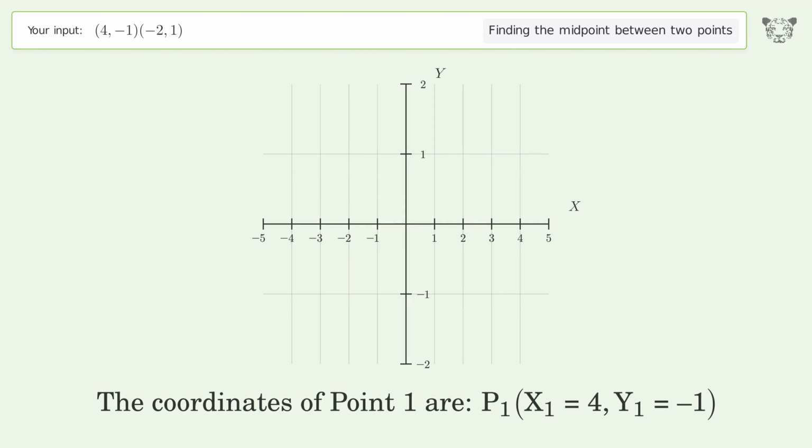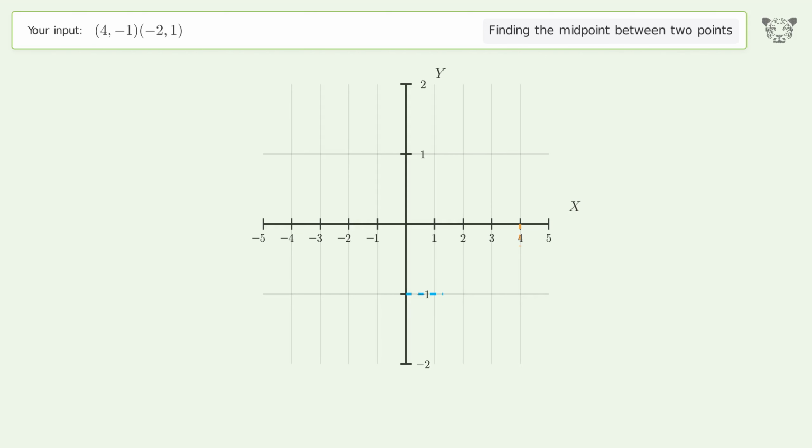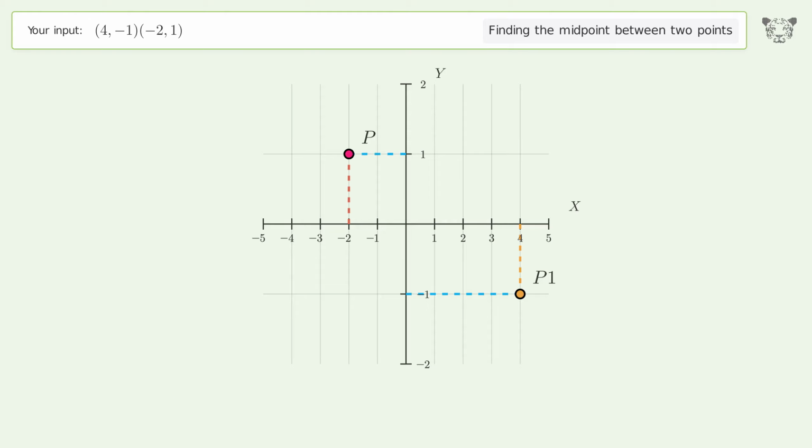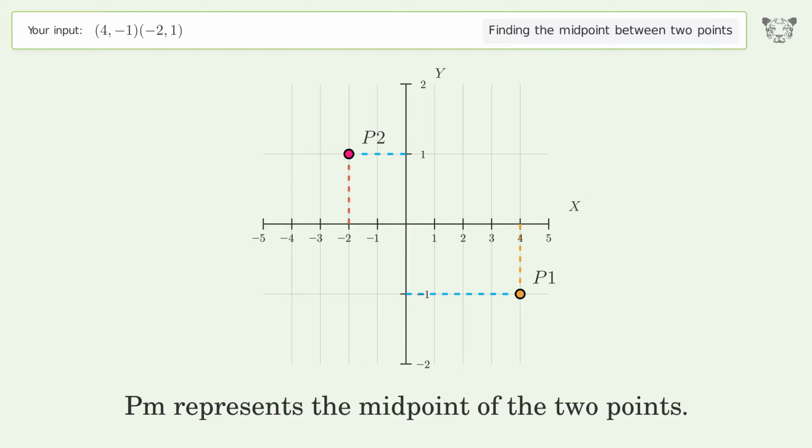The coordinates of point 1 are x1 equals 4, y1 equals -1. The coordinates of point 2 are x2 equals -2, y2 equals 1. PM represents the midpoint of the 2 points.